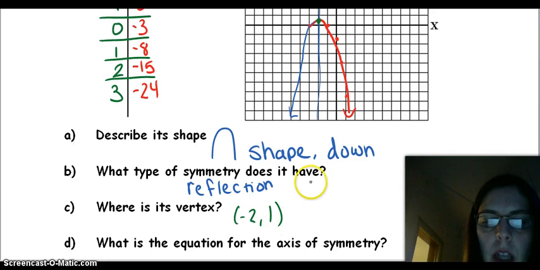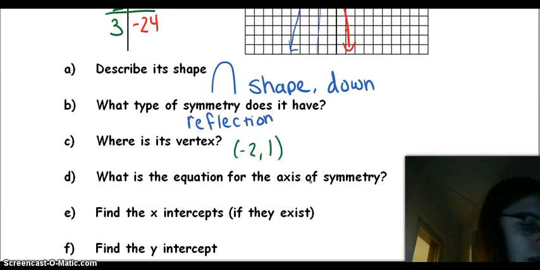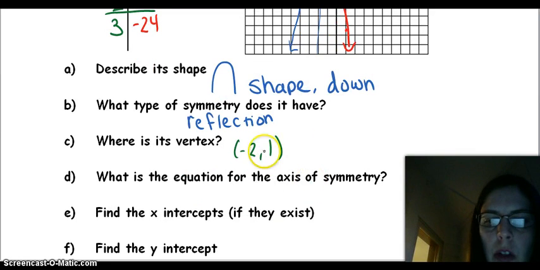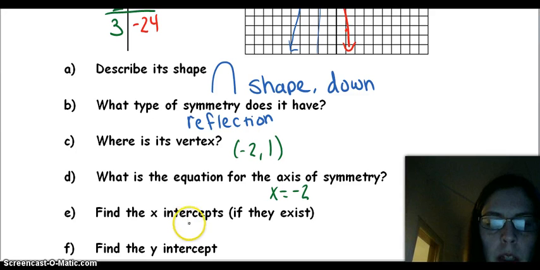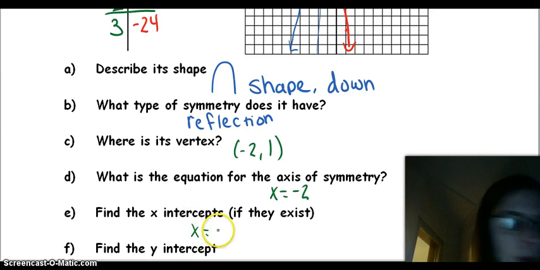It says, what is the equation for the axis of symmetry? So the symmetry is where it crosses that x-axis, so x would equal negative 2. And what is the x-intercept? It is also negative 2.